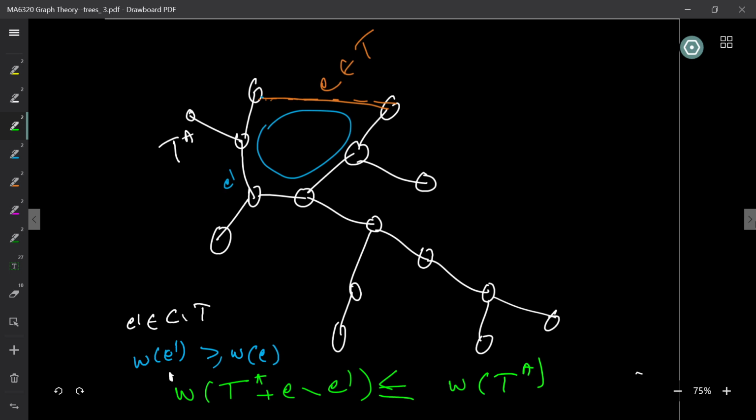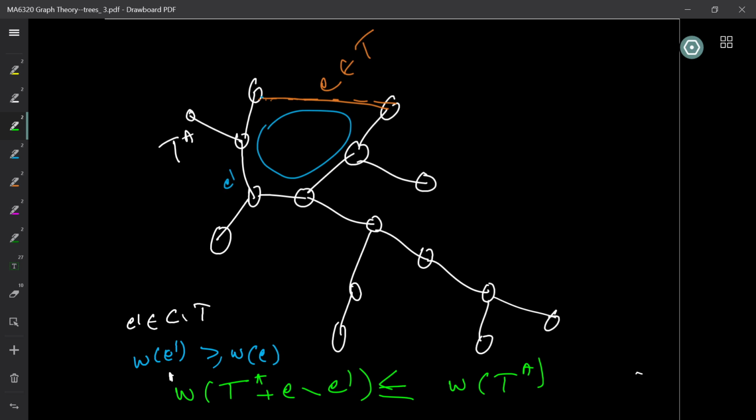But what happened? This T star plus E minus E dash is a tree, and it has one more edge common with T, right? So the number of edges common to T now increases by 1, because I have removed one which is not part of T, and I have added one which is part of it. So the number of edges which are not common with T decreases by 1. Then I can keep on doing this till I get a tree identical with T, right?